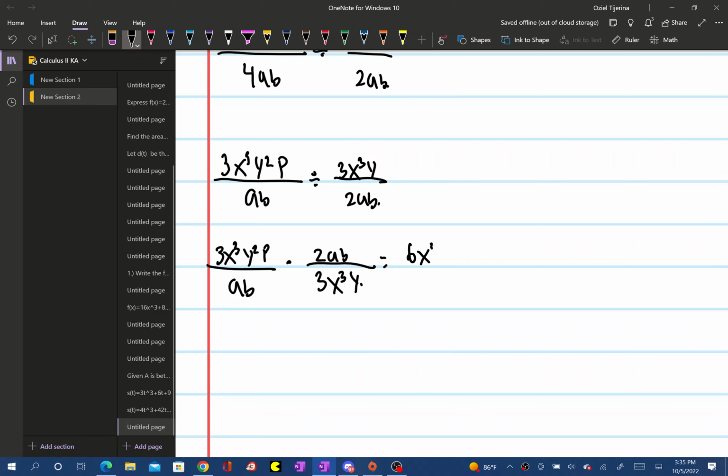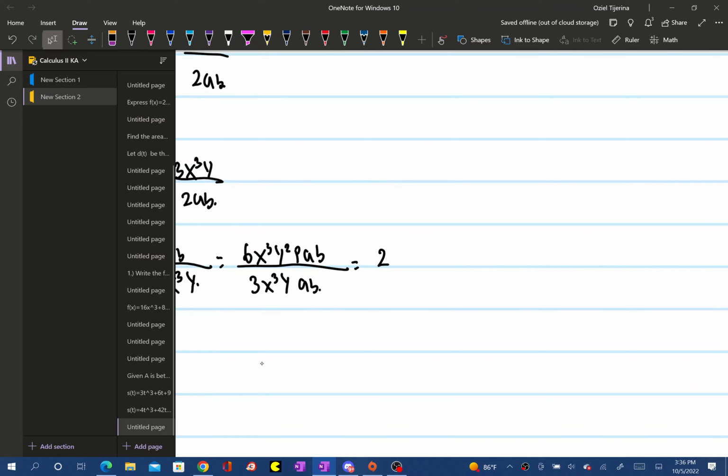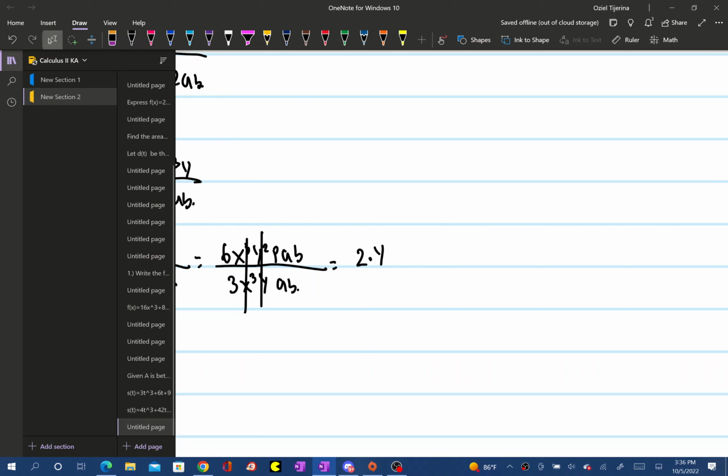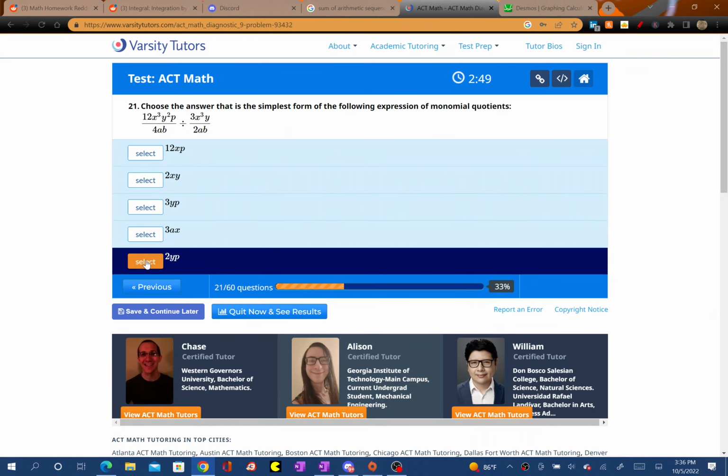Okay, so we can say 6x cubed y squared p ab over 3x cubed y ab. This is 2 times, so the x cubed cancels out, the y cancels out, and then the ab cancels out. So we're left with p. 2yp is our answer.